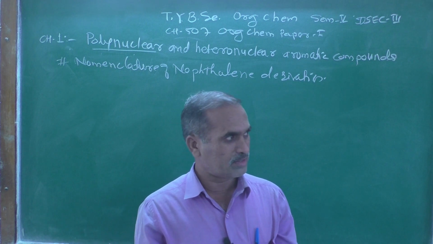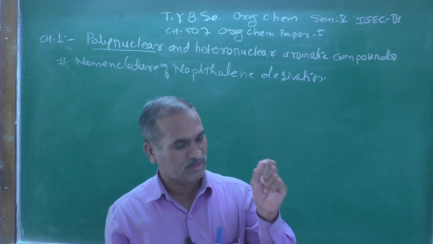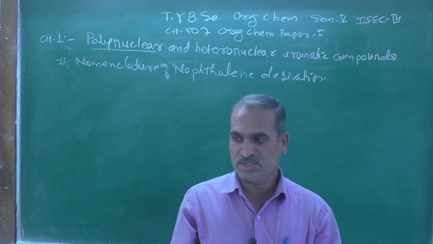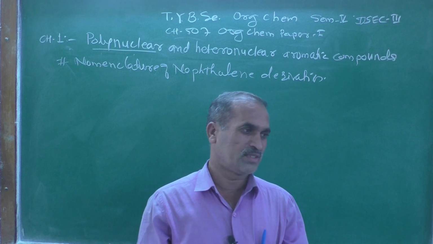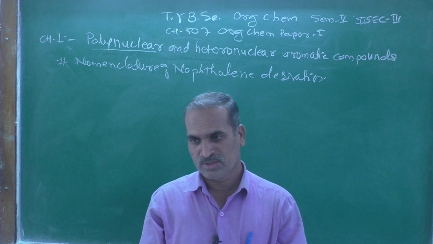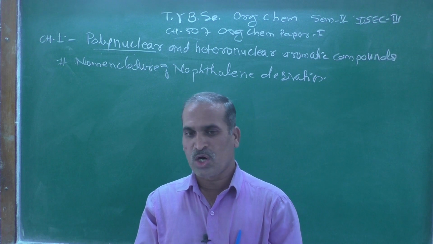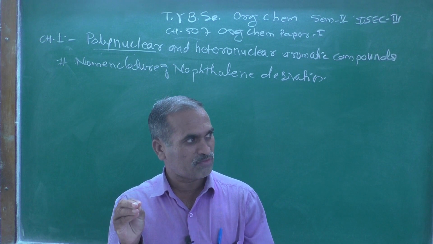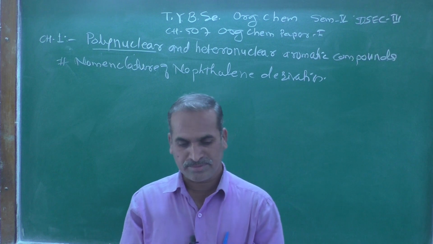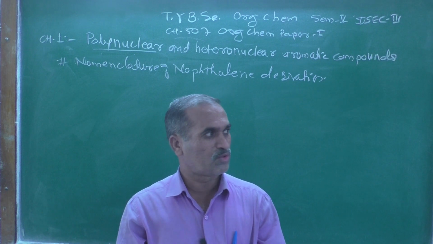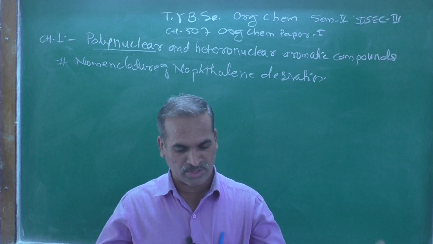The statement of that rule is that a fully conjugated, planar, and cyclic system which contains 4n plus 2 pi electrons is known as Huckel's rule, and possesses all the characteristic features mentioned above, where n is any whole number: 0, 1, 2, 3, etc. According to that, we shall see.